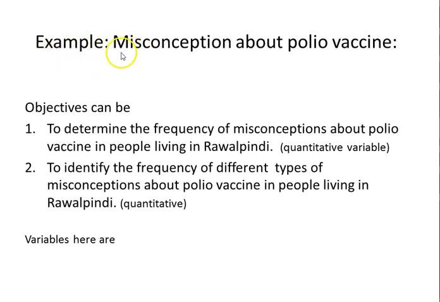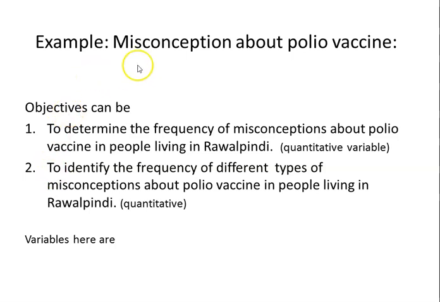Suppose we are going to study misconception about polio vaccine. Our objectives can be to determine the frequency of misconceptions about polio vaccine in people living in Rawalpindi. Our variable is frequency of misconceptions. This is a quantitative variable and I will have to define this variable.